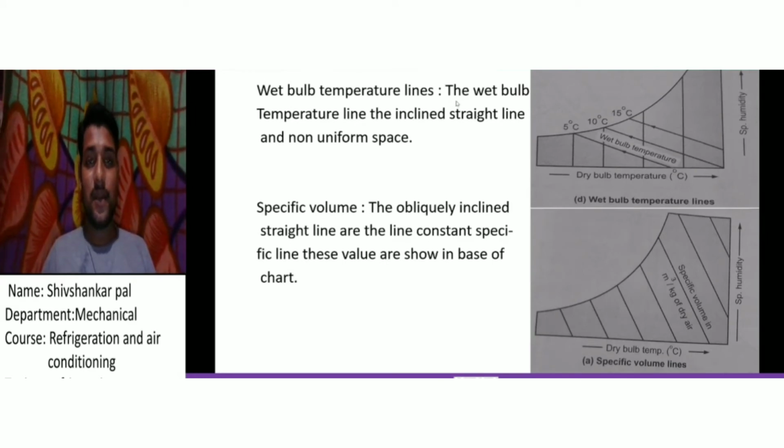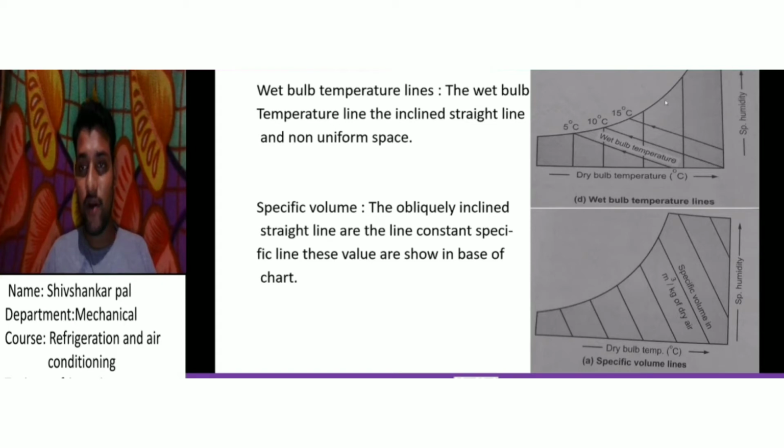Wet bulb temperature line. The wet bulb temperature line is an inclined straight line in the non-uniform space. That is the non-uniform state, meaning the saturated curve. Any inclined line making an angle shows the value of the wet bulb temperature. Specific humidity: the inclined straight lines are the lines of constant specific humidity.